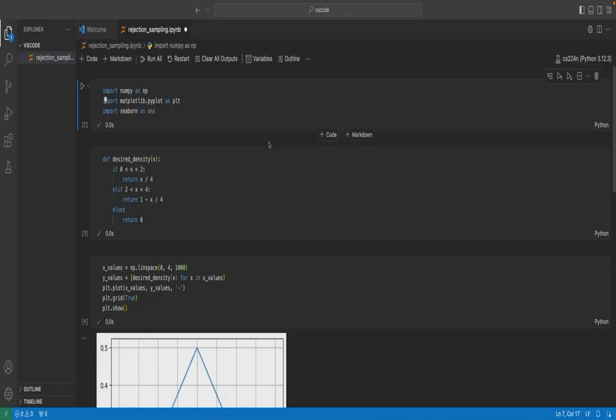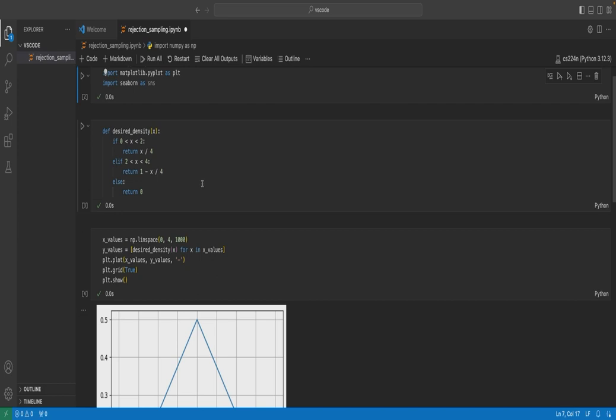Right, now we are ready to simulate samples from f of y using this accept-reject algorithm. So I already went ahead and imported the packages that we'll need. We'll need NumPy, PyPlot, and Seaborn. I also defined f of y for us, so it will be equal to x over 4 for values of x between 0 and 2.